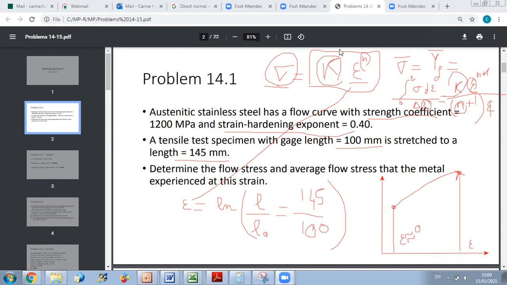Otherwise, if you want to be very accurate, you should calculate what epsilon yield is and then integrate from epsilon yield to epsilon final.